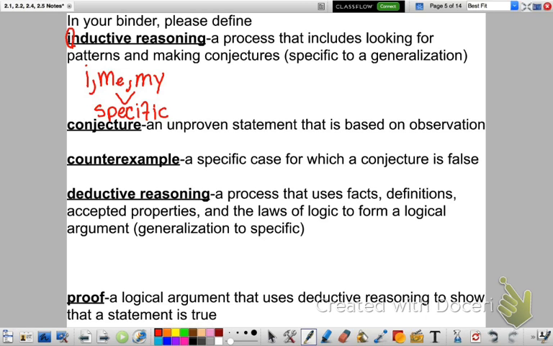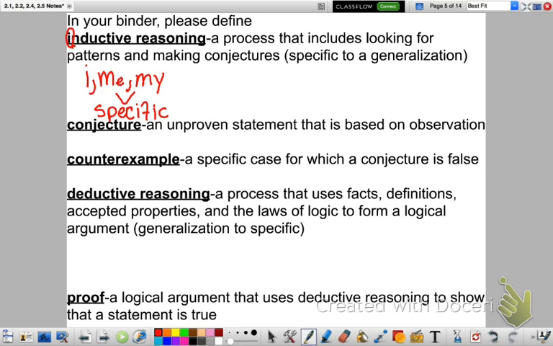A conjecture is simply an unproven statement. Conjectures are based upon observations. Counterexamples are specific cases that prove our conjectures false.